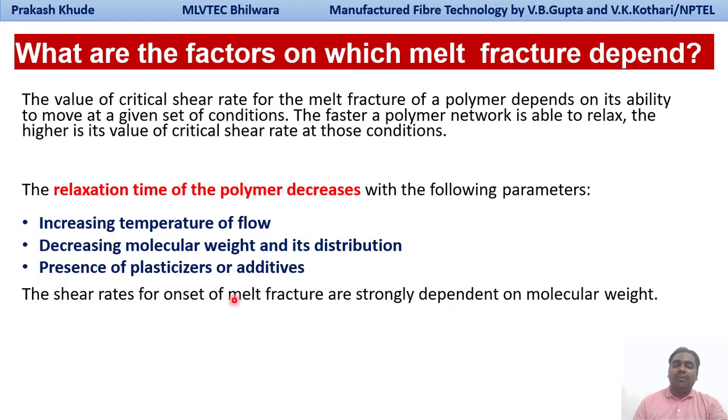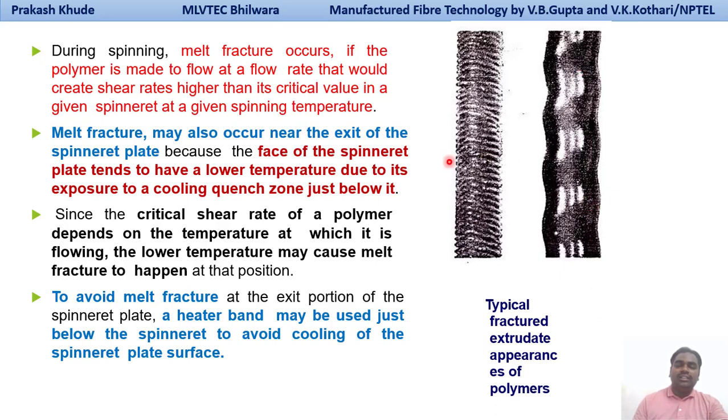The shear rate for onset of melt fracture is strongly dependent upon your molecular weight. So this is one type of fracture of the extrudate which appears on your polymer, as we can see from this figure. During spinning, this melt fracture occurs if the polymer is made to flow at a flow rate that would create a shear rate higher than that critical value in a given spinneret at a given spinning temperature.